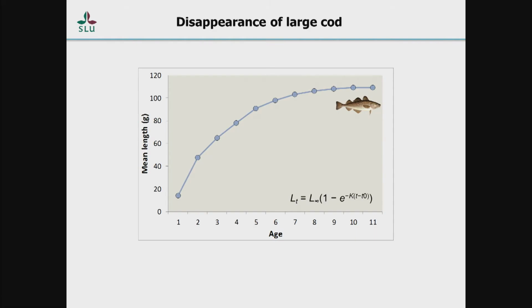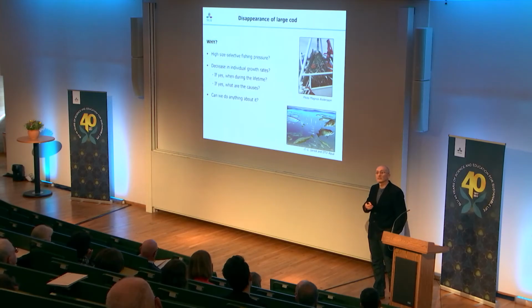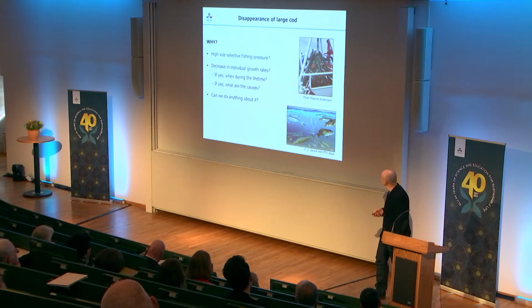The second thought is that maybe the growth rate of each single fish has decreased. So the individuals don't grow quickly enough nowadays. And this opens the room for two other questions. The first question is when, during its lifetime, this species has a decreased growth. And the other question is why the growth has decreased. And the most important question, at least if we work in management, is whether we can do something about that, to reverse the trend, to get the big fish back in the system.